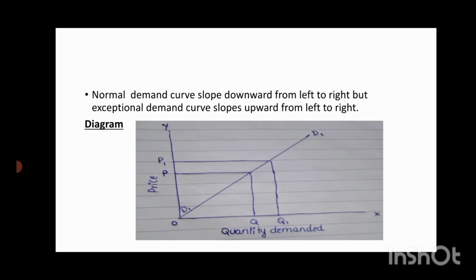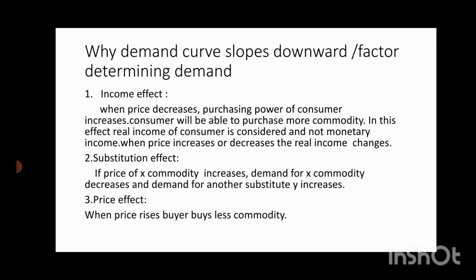The normal demand curve slopes downward from left to right, but this exceptional demand curve slopes upward from left to right. You can see that in this diagram. P and Q are the original price and quantity demanded, and when the price was increased, demand also increased, and you can see that D1 is an exceptional demand curve which is sloping upward. So now the question arises: why does the demand curve slope downward, and what are the factors which affect demand?